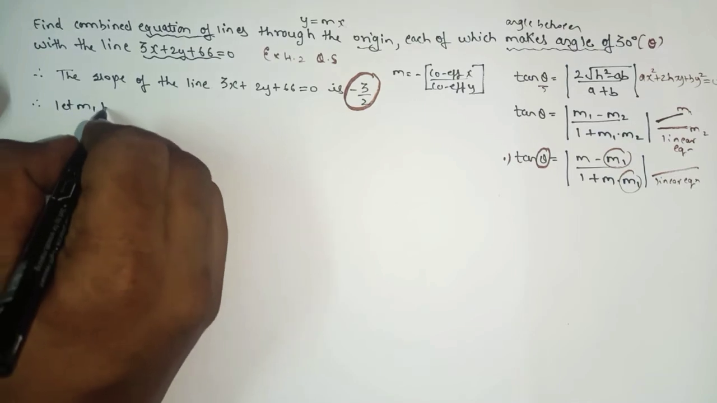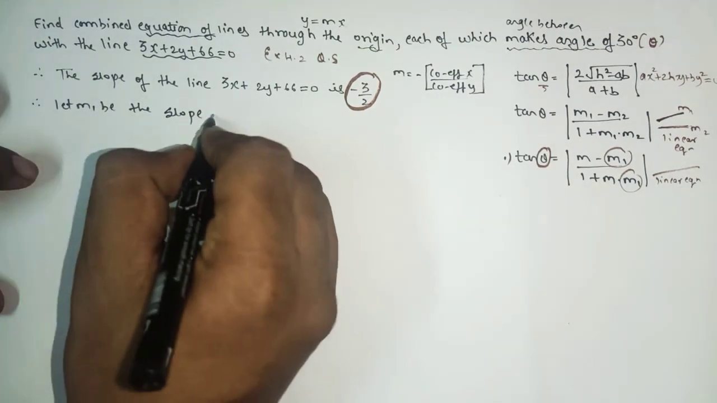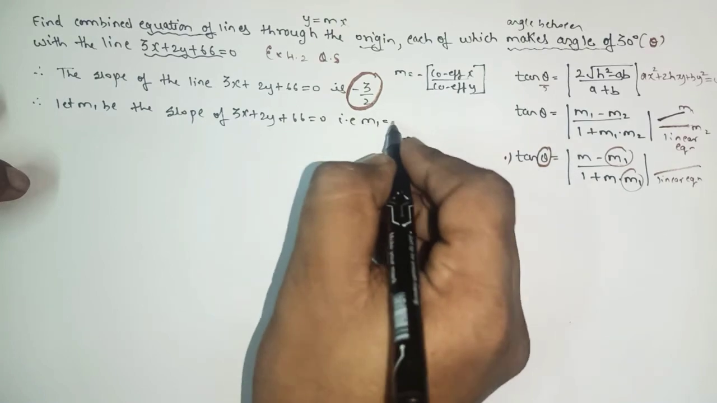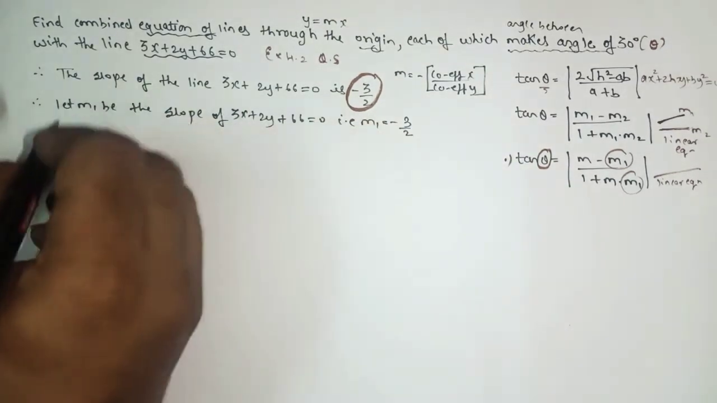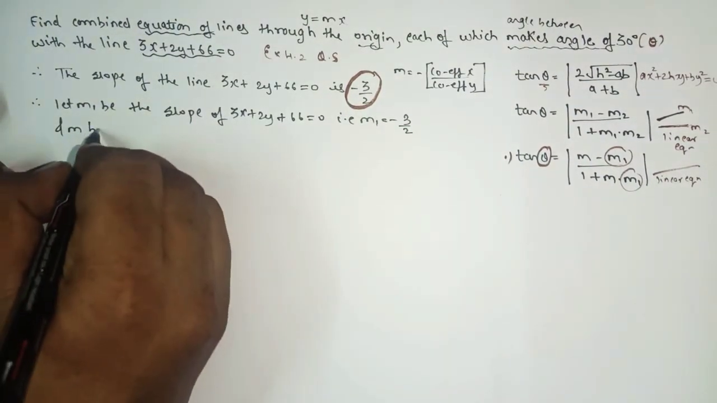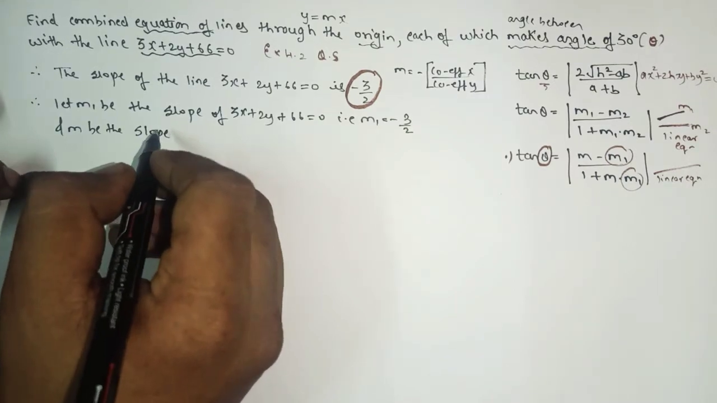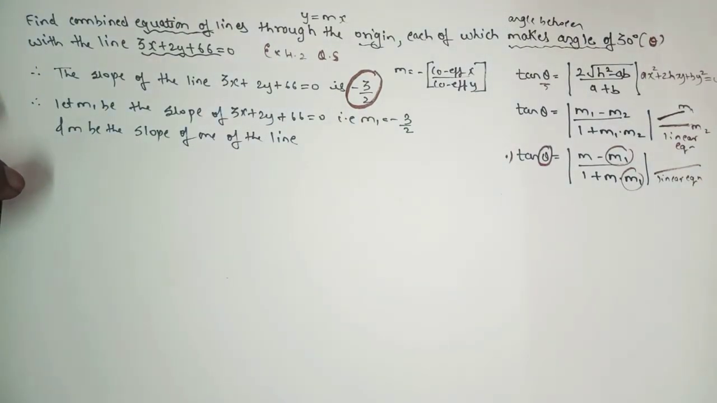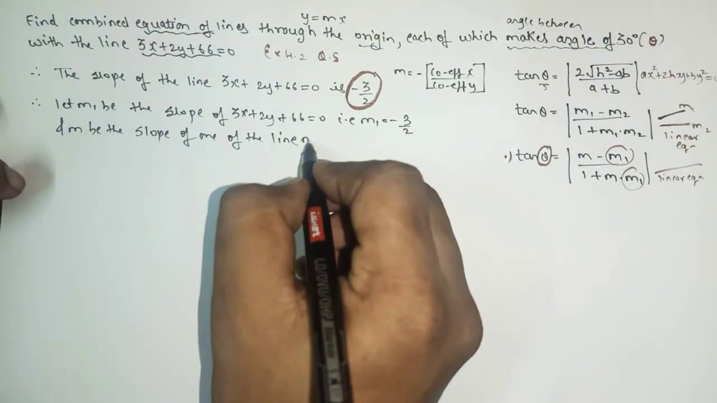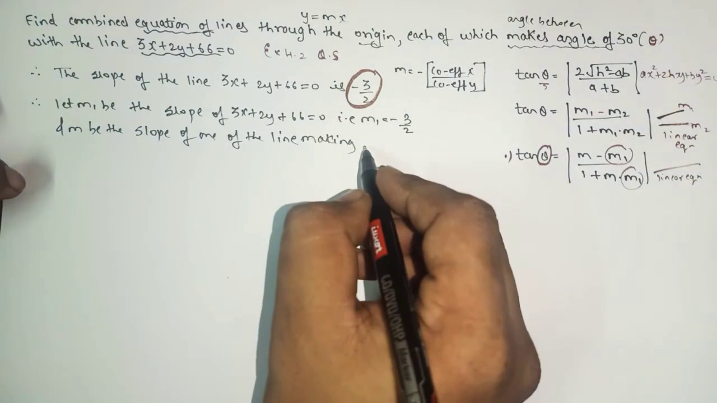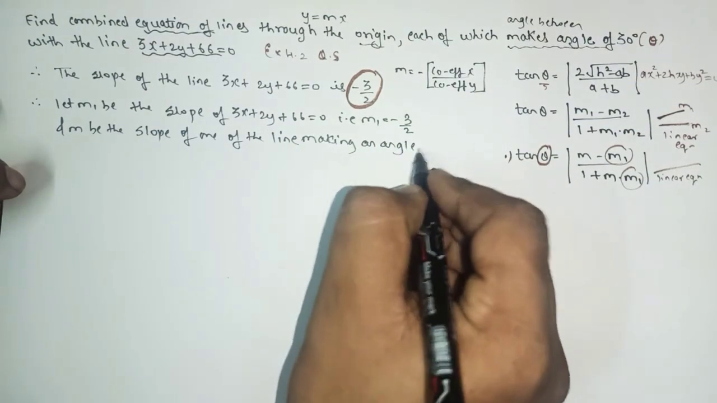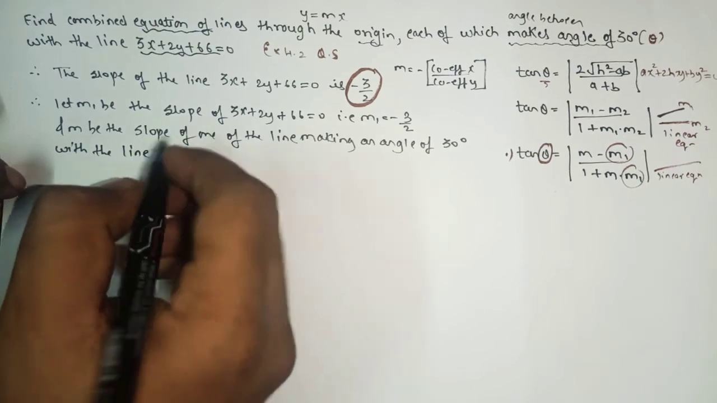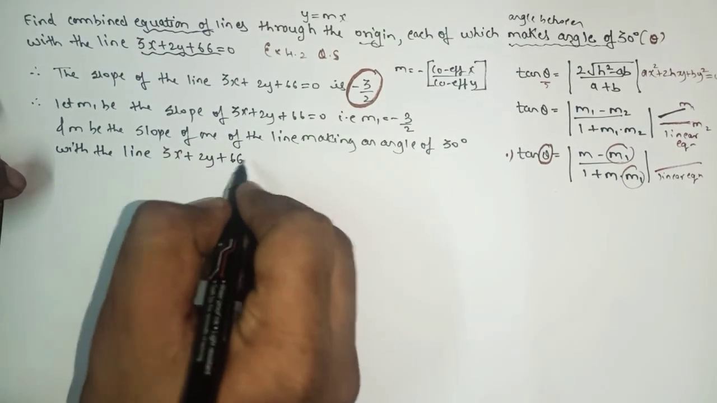Let M1 be the slope of 3x plus 2y plus 66 equals to 0, that is M1 equals to minus 3 by 2, and let M be the slope of one of the lines making an angle of 30 degree with the line 3x plus 2y plus 66 equals to 0.